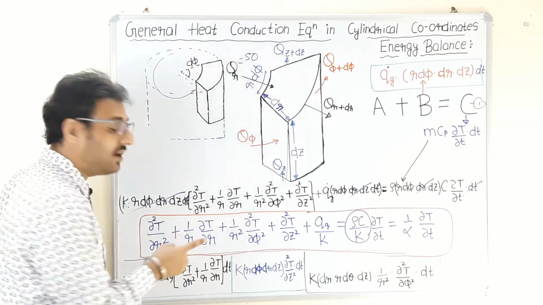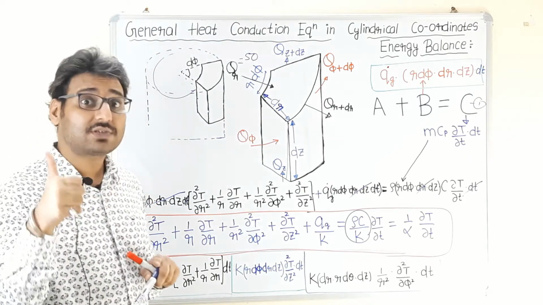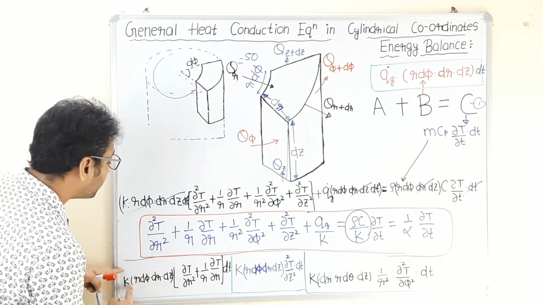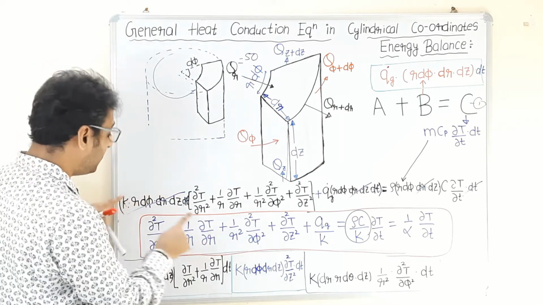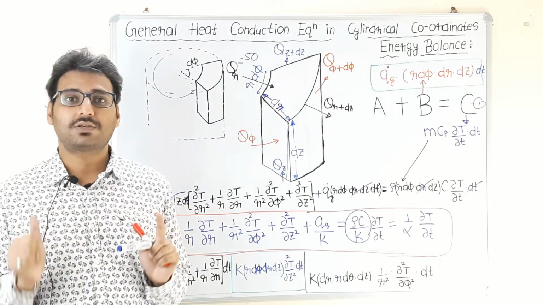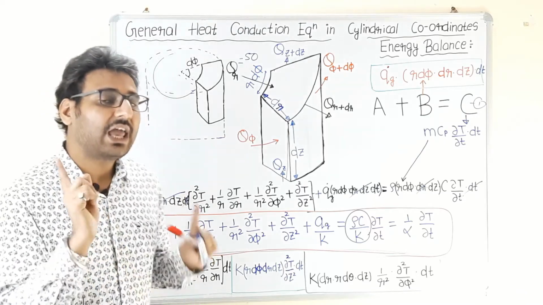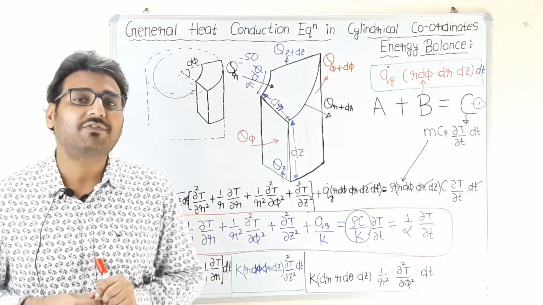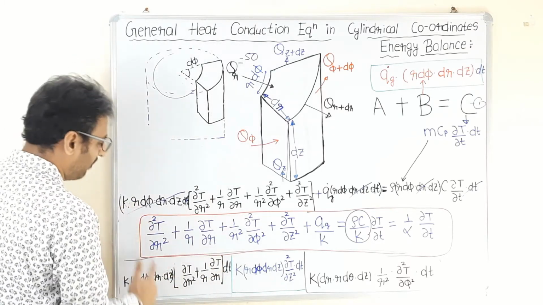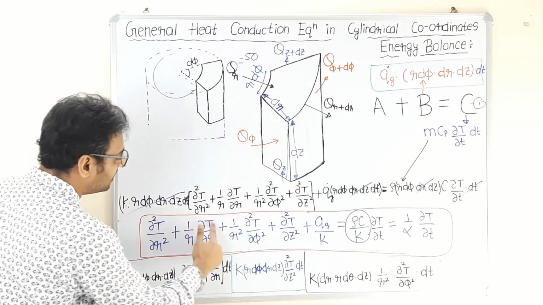Remember, while deriving this equation, we have treated k as constant. That is why we have taken k outside the derivative. So for this equation, the thermal conductivity of the material is constant. It is not varying with space, direction and temperature. If the thermal conductivity of the material is variable, then this k term will be taken inside the derivative in all these three terms.